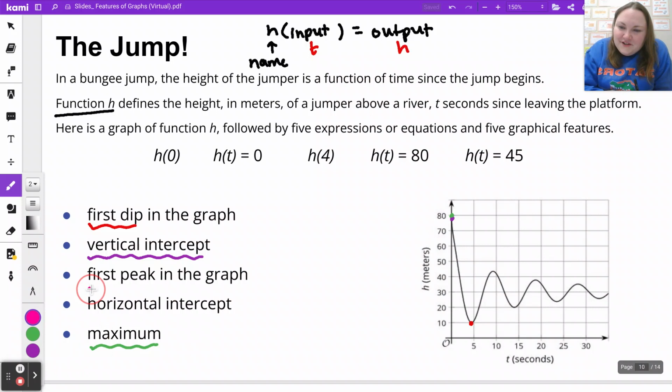Next, we've got our first peak. Peak just means the high point. So again, our line is going up and down, so it has peaks and it has dips. The very first peak would be right here in that area.